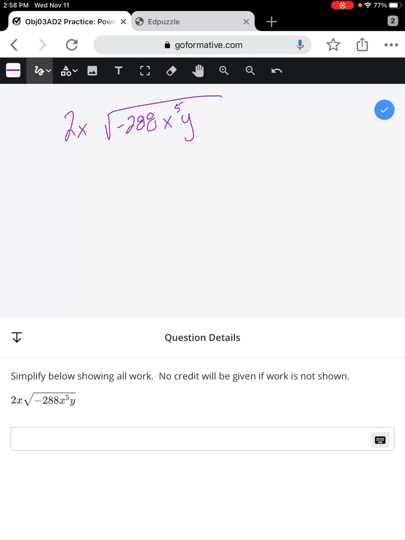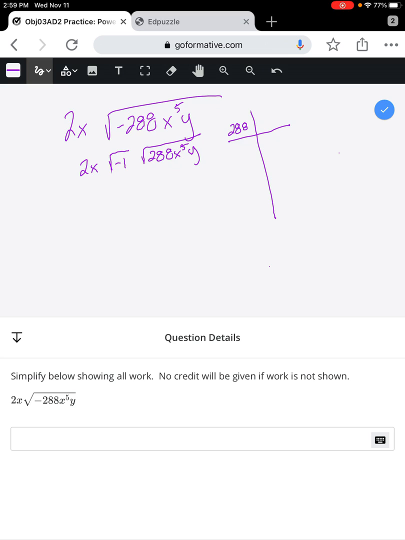So here we go. We have this problem there. The only change from what we were doing before with these is that we have variables. Okay, so this isn't too bad. So again, I know I'm gonna have my 2x, I'm gonna have my -1, and then I have all of this, 288x to the 5th y.